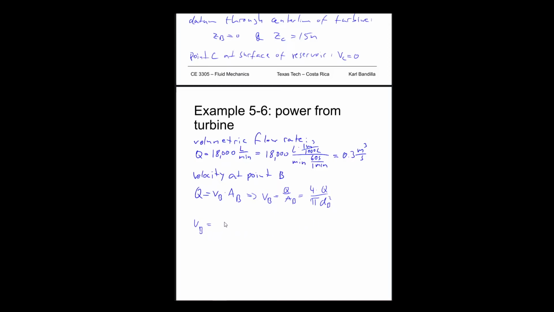So VB is then 4 times 0.3 meter cubed per second divided by pi times, just looked it up, so 0.3 meters squared. And that gives me a value of 4.24413 meters per second.